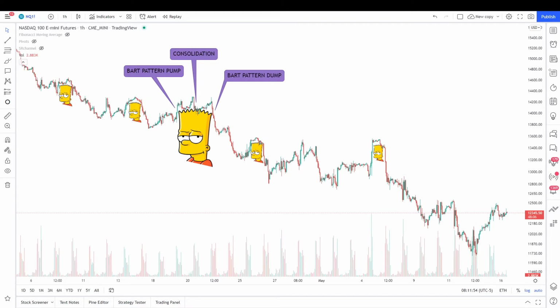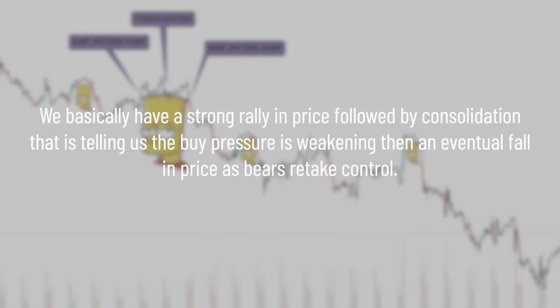Now I know this may sound like an unorthodox or a playful trading pattern, but the fundamentals of this pattern are sound. I have taken a look at it. We basically have a strong rally in price followed by the consolidation period I spoke about earlier, and this is just telling us that the buy pressure is weakening, then an eventual fall in price as the bears retake control.